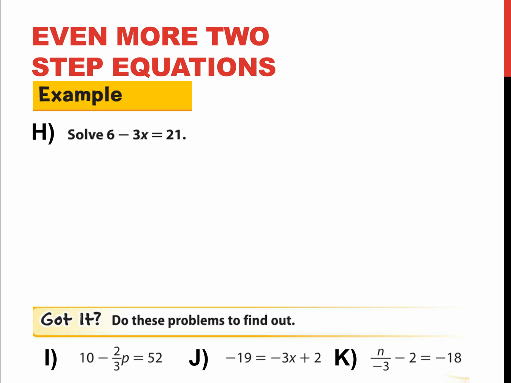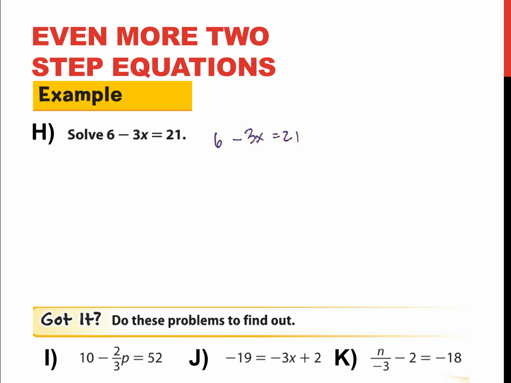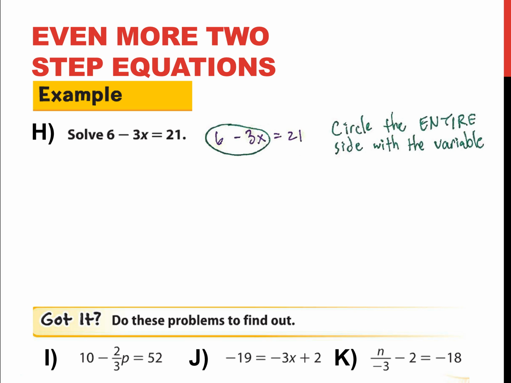And we're back. So even more two-step equations. The key thing here is seeing that I have a negative coefficient for my variable, and sometimes people don't see that. So we're going to step through that one at a time. And I've got a bunch of examples here at the bottom that you can work out on your own when you've got it. Okay, cool. So I'm going to circle the entire side with the variable. So again, 6 minus 3x is my entire side with the variable, so I'm going to circle that.